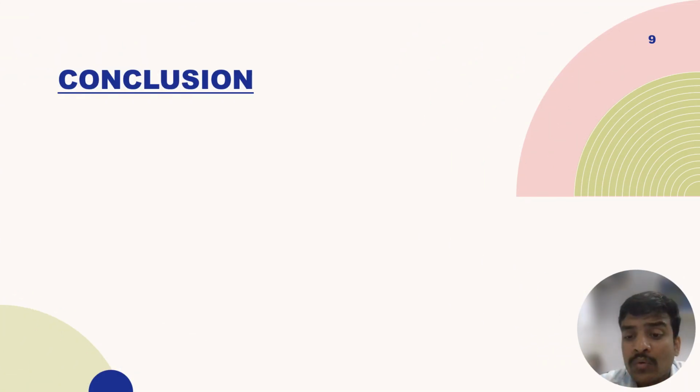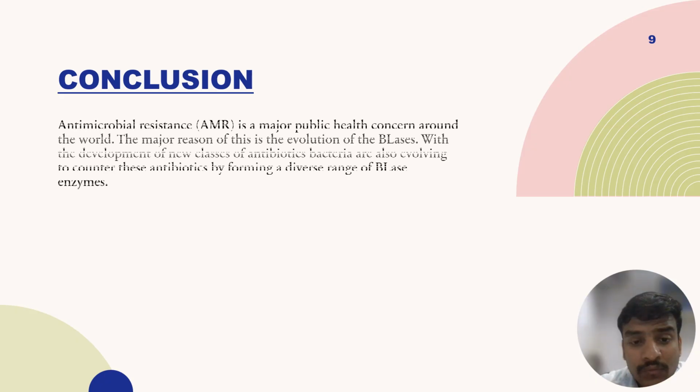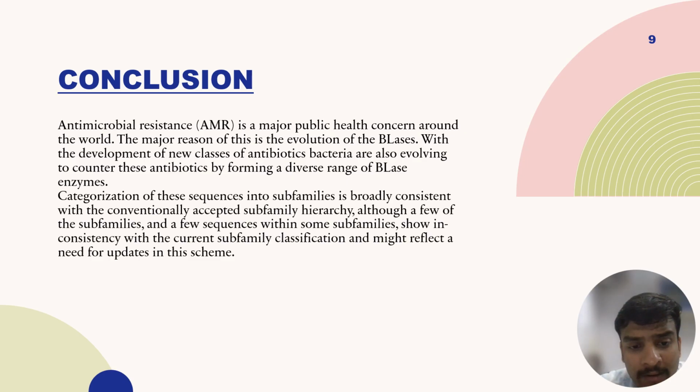The last is the conclusion part. So what do we conclude from our result? As we know, antimicrobial resistance is a major public health concern around the world. The major reason for this is the evolution of beta-lactamase. With the development of new classes of antibiotics, bacteria are also evolving to counter these antibiotics by forming a diverse range of beta-lactamase enzymes. Categorization of these sequences into subfamilies is broadly consistent with the conventionally accepted subfamily hierarchy, although a few of the subfamilies and a few sequences within some subfamilies show inconsistency with the current subfamily classification and might reflect a need to update this scheme.